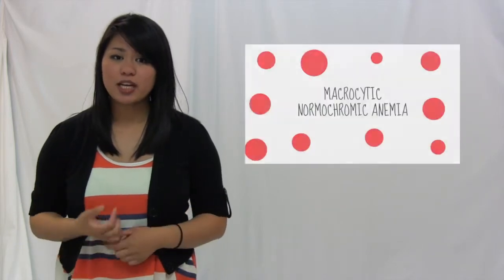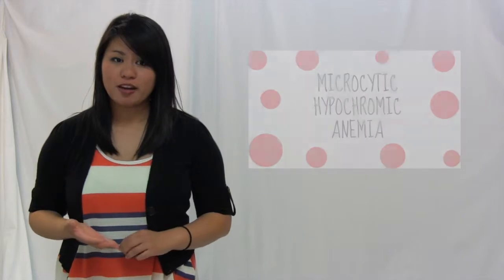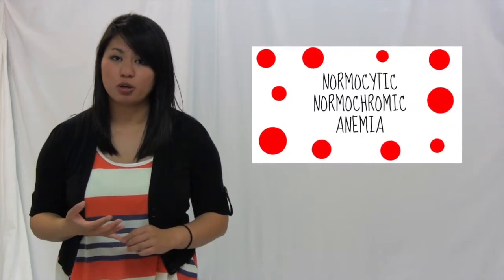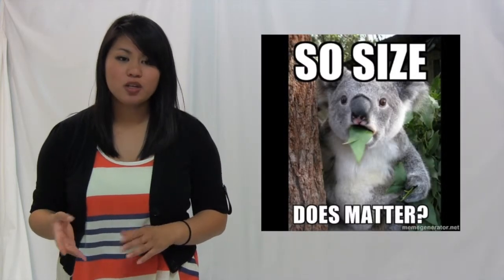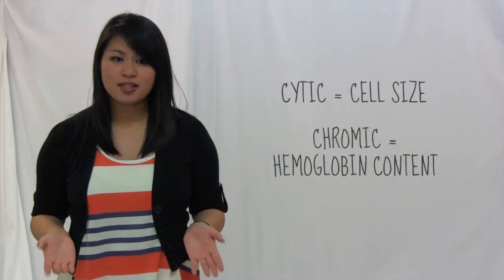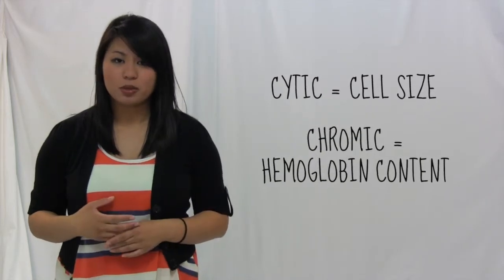Okay, so there are three types of anemia. We have macrocytic normochromic anemia, we have microcytic hypochromic anemia, and we have normocytic normochromic anemia. Most of these are classified based on the changes that affect the cell size and hemoglobin. So cytic equals cell size and chromic equals hemoglobin content.